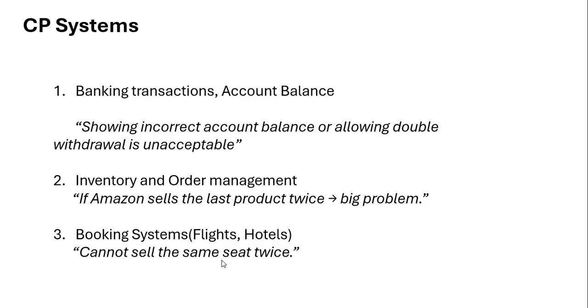In a booking system, you cannot sell the same ticket twice, for example in flights and hotels. Here also, consistency of the data is of prime importance. A little bit of availability can be sacrificed here. That is where we make a choice of being a CP system.